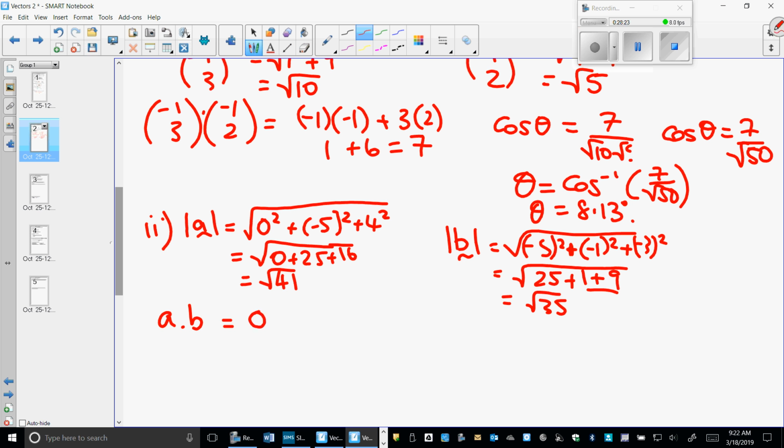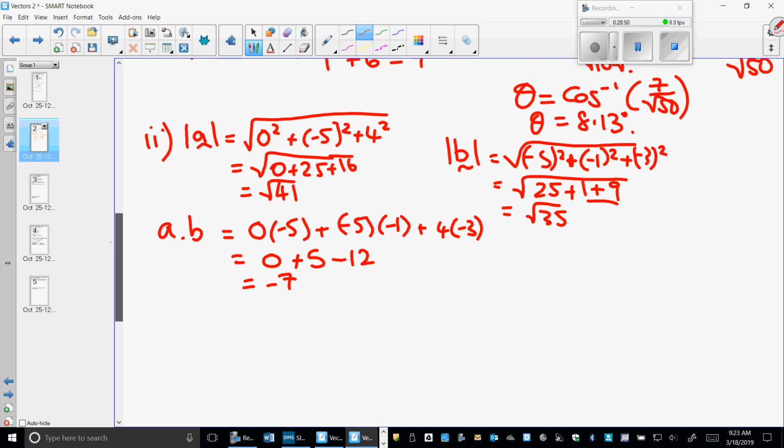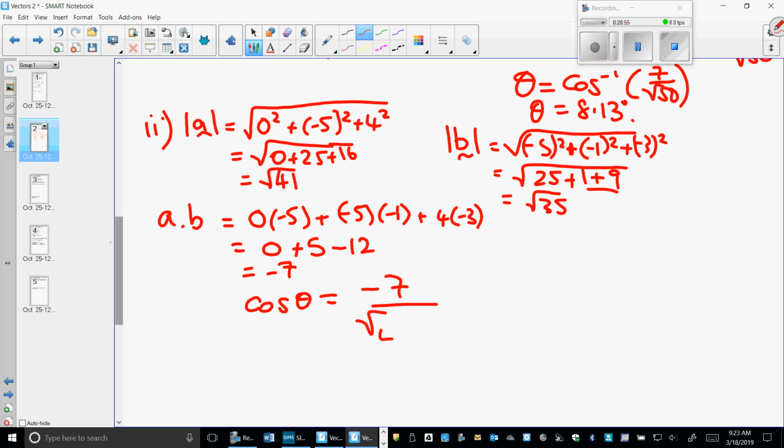0 times -5 plus -5 times -1 plus 4 times -3. So that's 0 plus 5 plus -12, which is -7. And then we're going to stick those values in. So we say that cos theta is -7 over root 41, root 35. I don't know what root 41 is, but root 35 is, so I'm just going to leave it like that.